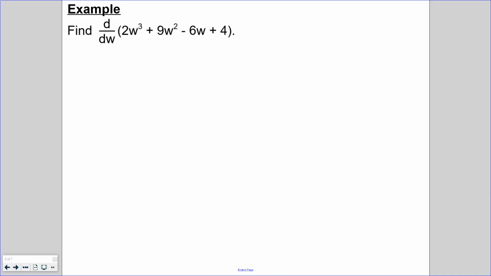Alright, so this next one's asking us to find the derivative with respect to variable w of 2w cubed plus 9w squared minus 6w plus 2. So again, we're trying to find the derivative of the sum of 4 terms. Well, based on our sum rule, we can go ahead and take the derivative of each individual term. Oops, that should be a minus. Minus the derivative of 6w plus the derivative of 4.